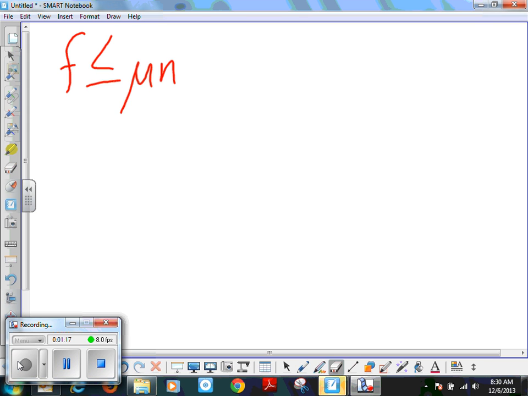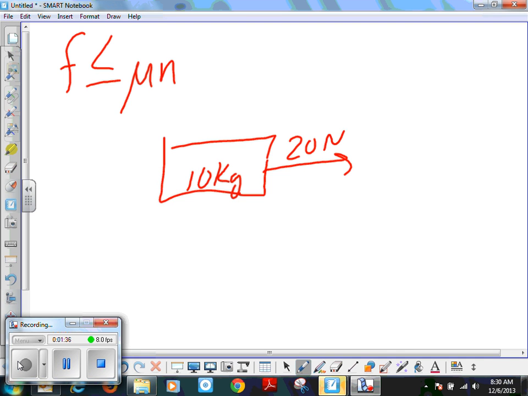So today we're going to actually look at what happens with some problems here. So the first problem we have is this, okay? So we got a 10 kilogram mass, and it's being pulled with 20 newtons. The question is, what's the acceleration? Okay, so this would be frictionless. Can you figure out the acceleration here? Give you a little warm-up.